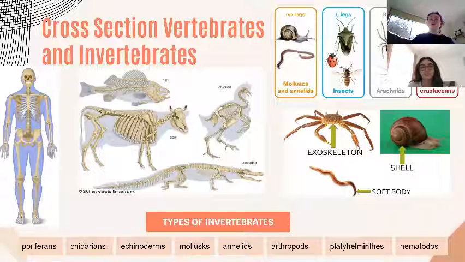8 of these major categories are called porifera, cnidarians, echinoderms, mollusks, annelids, which is the most important one that we'll be looking at today, as we'll be engaging in a case study about worms, arthropods, platyhelminthes, and also nematodes. This more advanced scientific terminology is important to expose our students to.